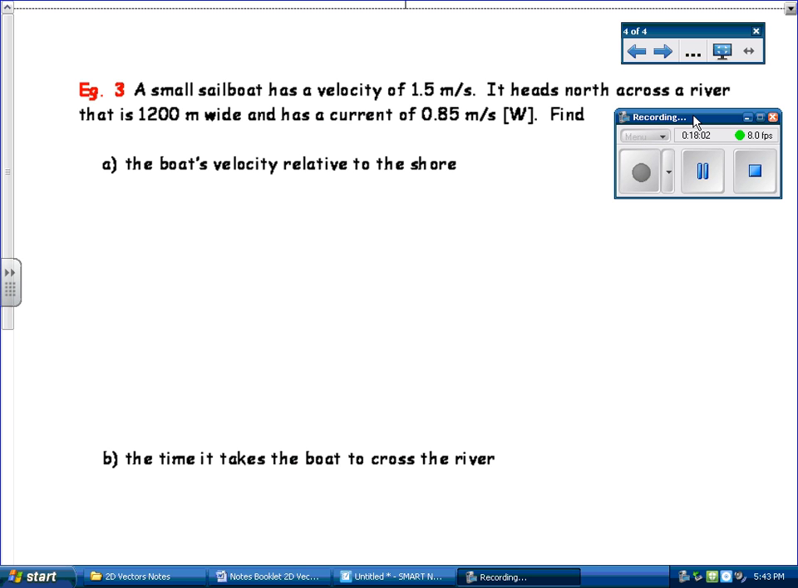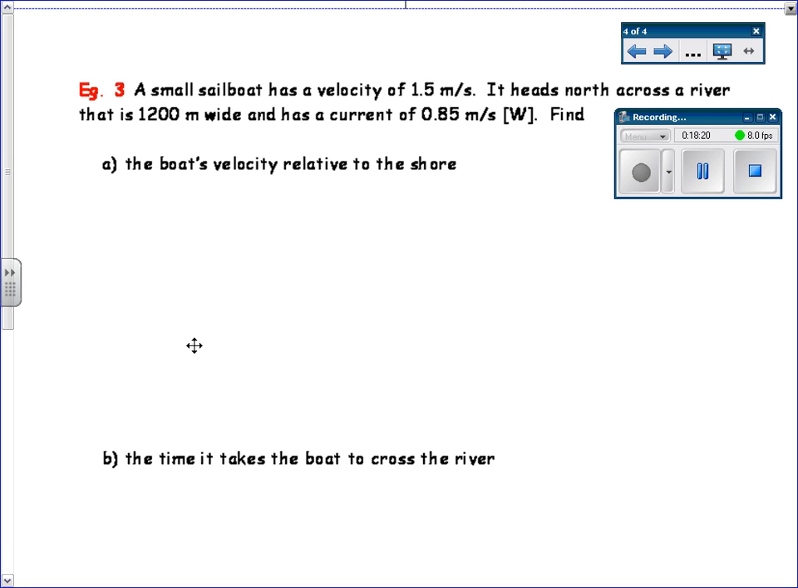So it's very similar. A small sailboat has a velocity of 1.5 meters per second. It heads north across a river that's 1,200 meters wide, and that river has a current of 0.85 meters per second west. So we want to find the boat's velocity relative to the shore. So draw your vector addition diagram first. The boat is heading north. So there's north, 1.5 meters per second. And the current is towards the west. So there's the current, 0.85 meters per second west.